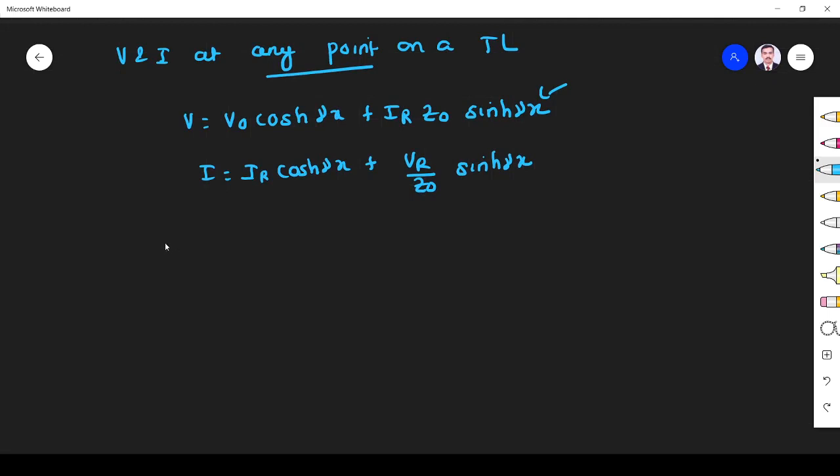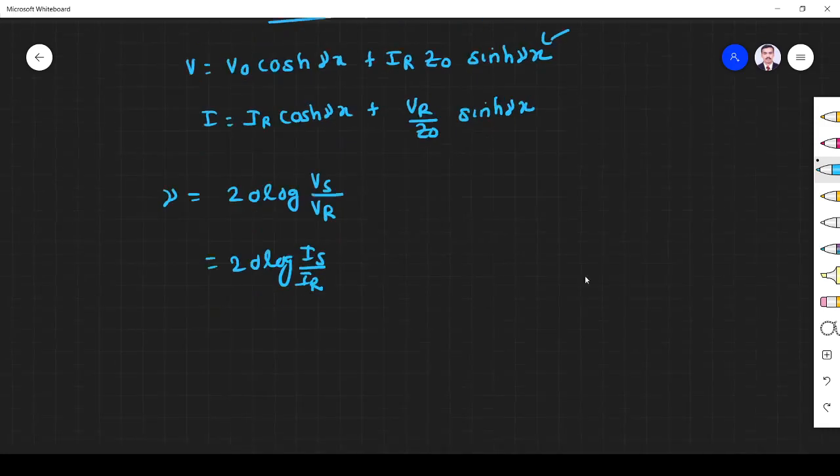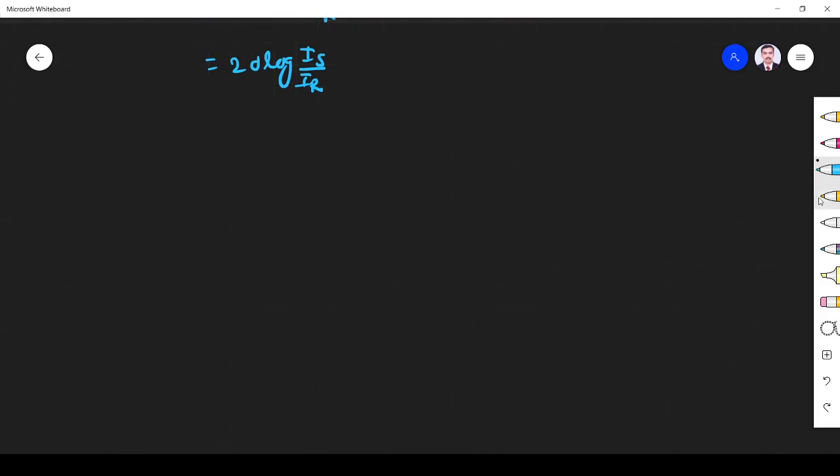Okay. So another thing we have to know is that gamma, the propagation constant, is related to current and voltage like this. Gamma is equal to 20 log Vs by Vr, otherwise 20 log Is by Ir. Fine? Okay. Now we come to the important part of this session, the lossless line and distortion. So when a line is called a lossless line, when a line is called distortionless. Right? So this thing is very important, and a lot of questions are asked from this area. Let us see that.